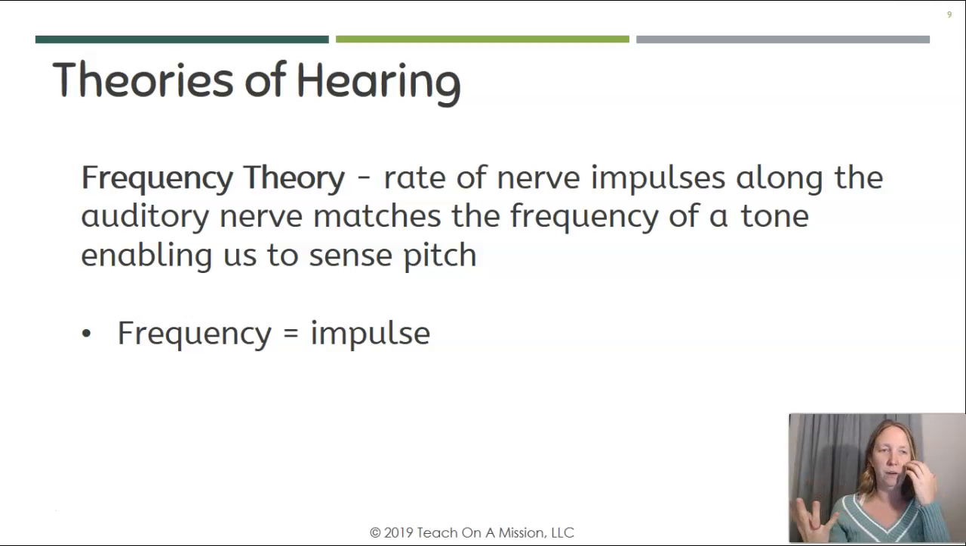This sounds a little bit confusing, I'm sure. It's a mouthful. But basically, if we have a frequency of, let's just say, 100 waves per second, then that's going to create 100 pulses per second along the auditory nerve. So the frequency of the stimulus matches the frequency of the nerve message. And scientists have determined that this explains low sounds in particular.